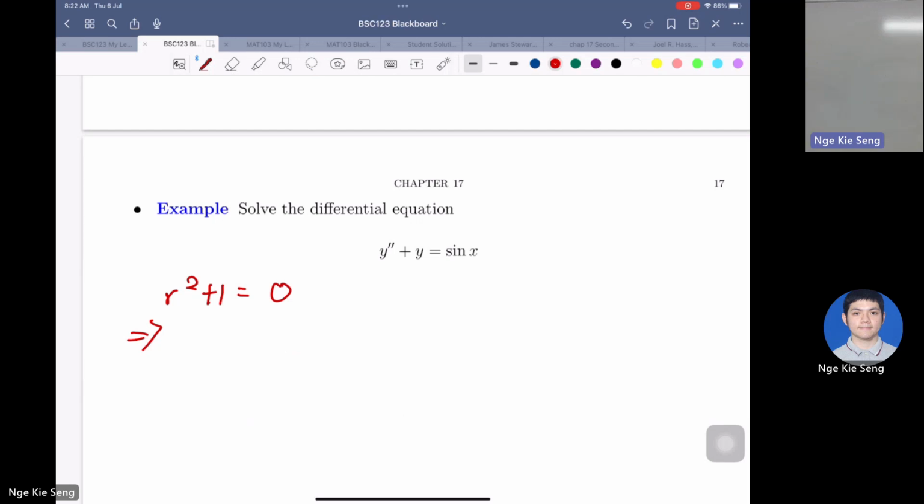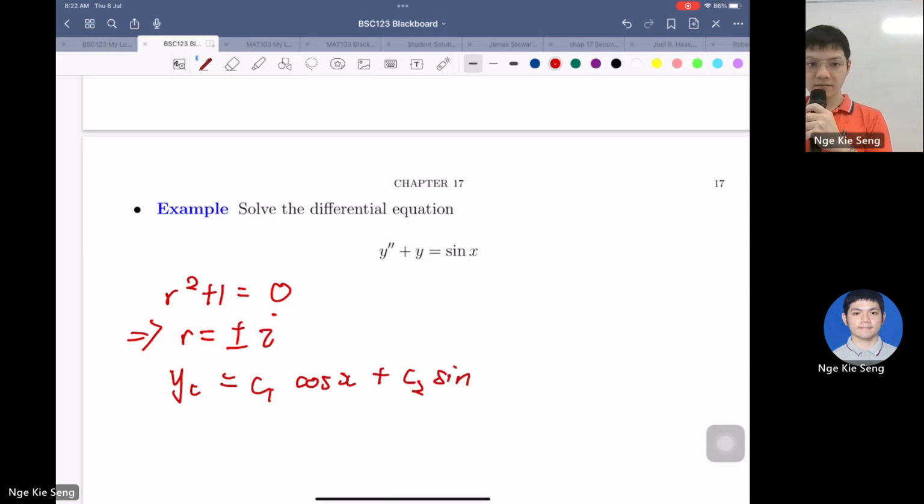Why? Any number squared is positive. Positive plus a positive number, you get 0? Impossible, right? So we need to introduce this imaginary number, i. So this is the starting point of complex numbers. So r equals plus minus i. So this is a complex root, so we need to use e to the ax cos bx, sin bx. So we get c1 cos x plus c2 sin x. So c1, c2 are arbitrary constants.